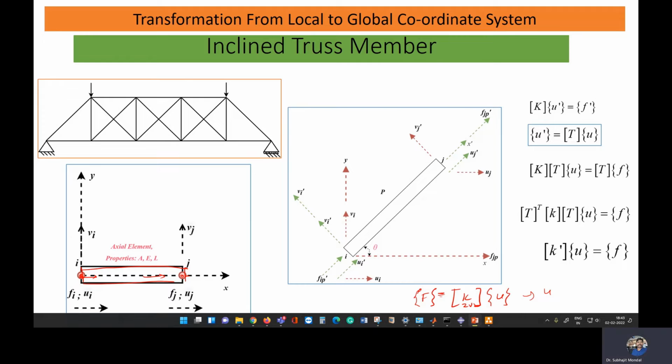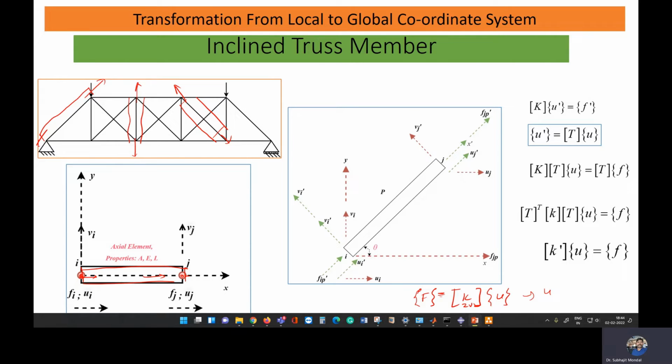Now if different members are inclined at different angles, in that case each member will have its force deformation relationship in the axial direction. For this case, it will be in this direction. For this vertical member, the force deformation will be related in this direction. If we consider another inclined member, we will have the force deformation relationship along this direction. So each member will behave axially, it's fine, but they will behave along their own axial direction.